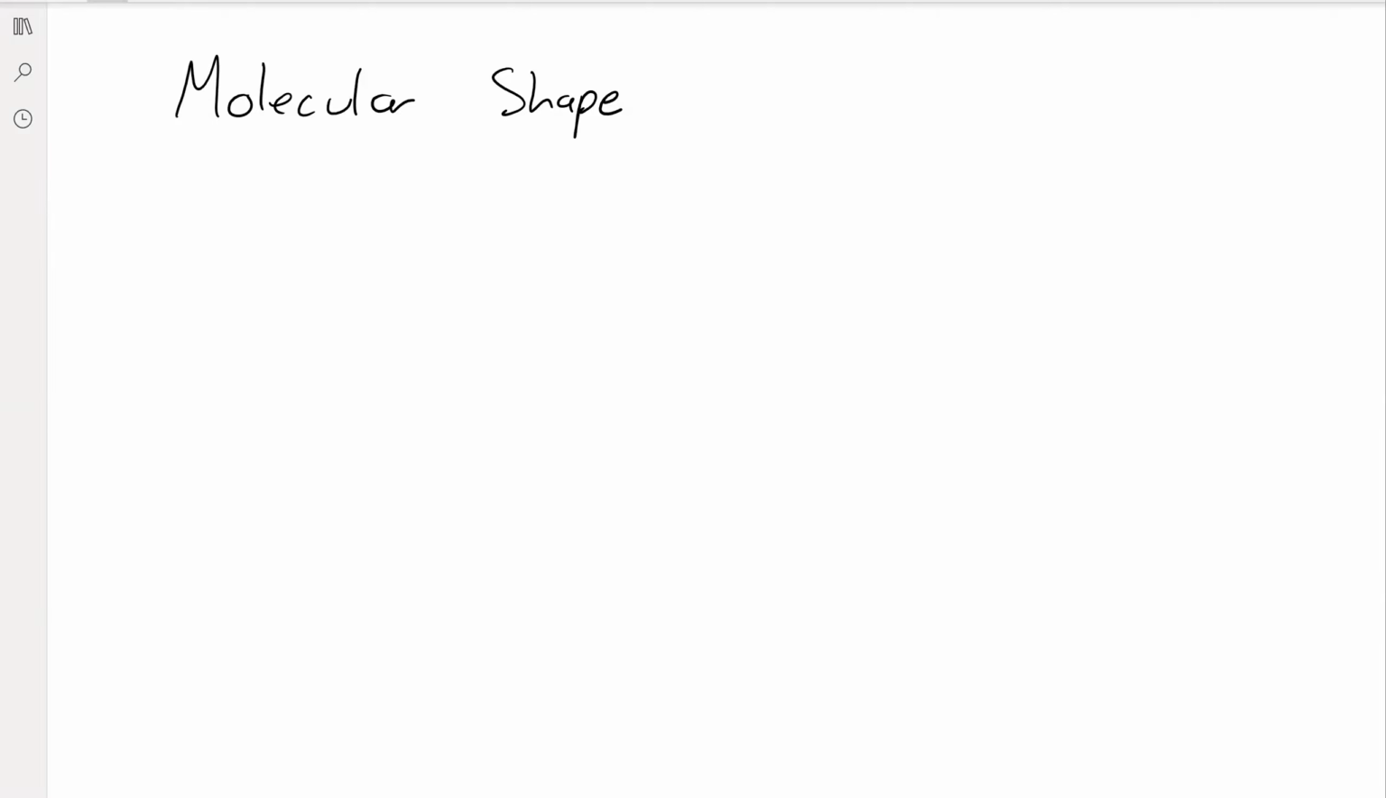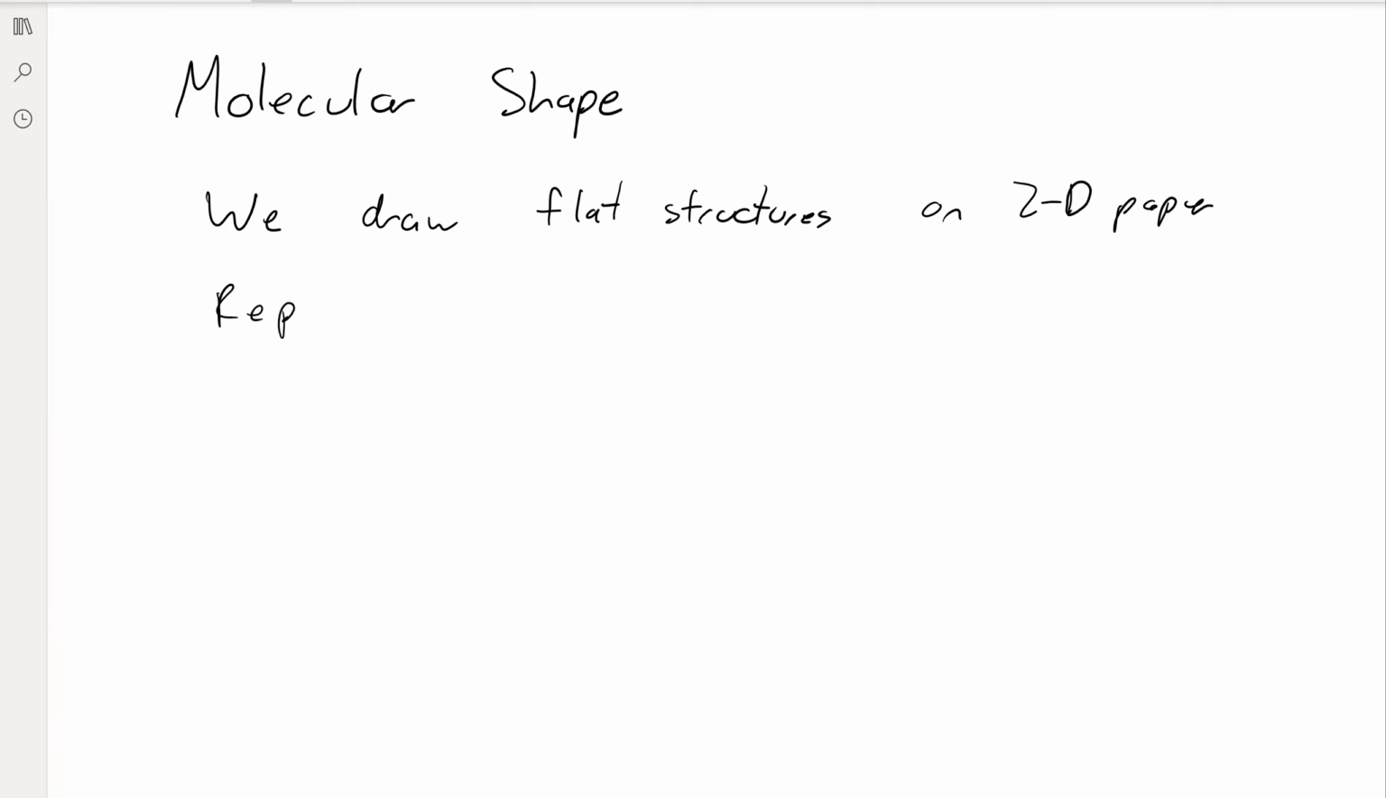All right. The next thing we're going to touch on is molecular shape. So on our piece of paper, we draw flat structures because our paper is two-dimensional, right? But in real life, they are three-dimensional objects. So our pictures represent 3D molecules.